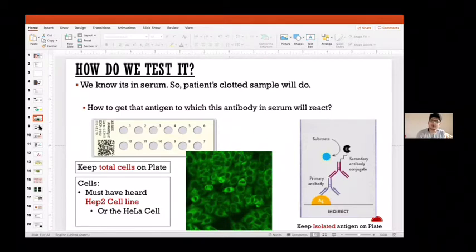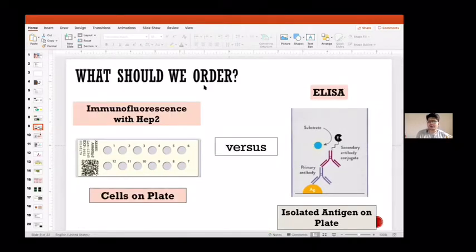Now we know it is an antibody in serum, which works against the nucleus or the cytoplasmic structure of a cell. The detection method is immunofluorescence, which is the best method at present, the gold standard. The second method is ELISA. Now coming to next, what should we order? We already know that immunofluorescence with HEP2 is the best, because cells are on the plate, versus ELISA, which has isolated antigen on the plate, which is sometimes not in its natural form, or is in a modified form. So the sensitivity will be lesser compared to immunofluorescence with HEP2. That's why we should order immunofluorescence when you are ordering the test called ANA.